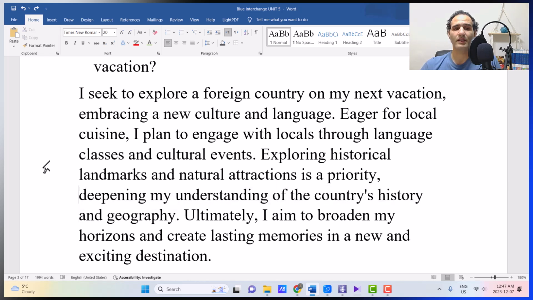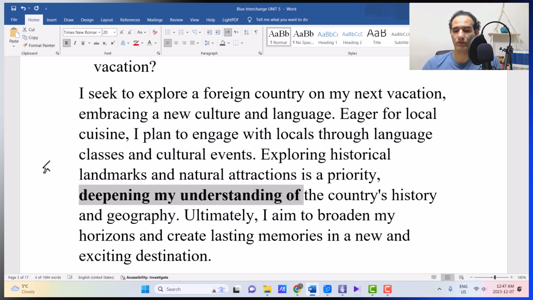Very beautiful. Deep, adjective, deepen. The verb, deepening my understanding of. I like it very much. Transfer it to your vocabulary notebook. Deepening my understanding of the country's history and geography. Ultimately, do you ever use it? Ultimately, instead of saying and, instead of saying finally.